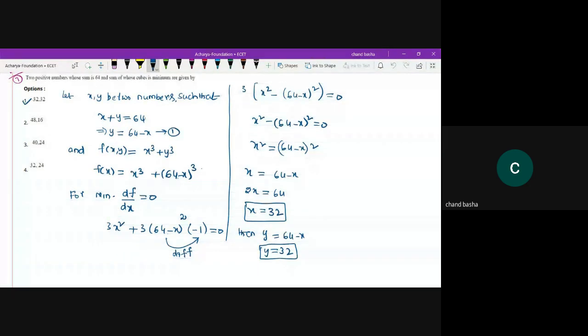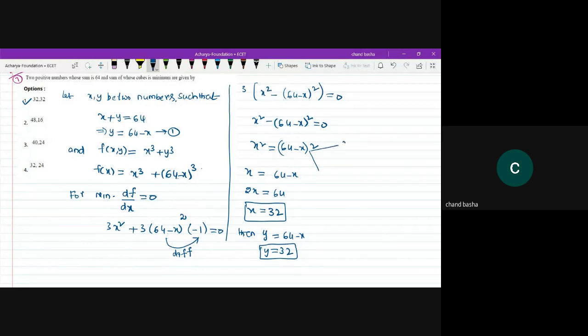Here we get 2 possibilities. What are the 2 possibilities here? x is equal to plus (64 minus x), or x is equal to minus of (64 minus x). If we take minus, this x cancels, so it is not possible. So we take only the positive quantity. This is not possible. So you will get x value as 32, then y is equal to 32. The first option will be the correct answer.